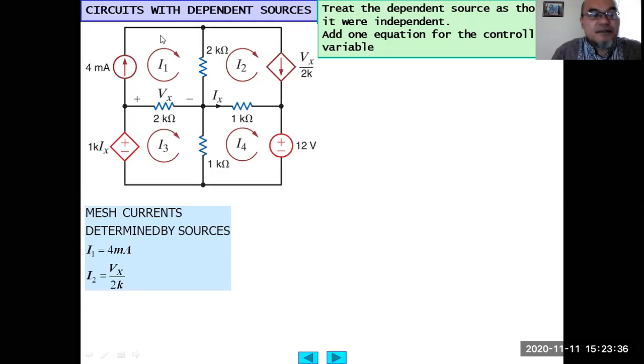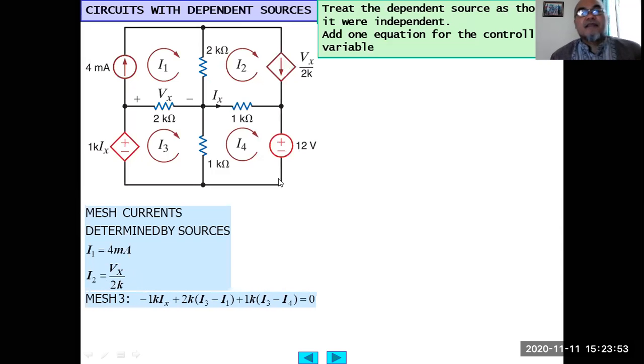Here, I1 will equal 4 milliamperes, and I2 is a voltage controlled current source. So I2 equals Vx divided by 2K. This will be the controlling variable. Then at mesh 3, minus 1K Ix, because this is a voltage source, plus 2K multiplied by (I3 minus I1), and then plus 1K multiplied by (I3 minus I4) equals 0.